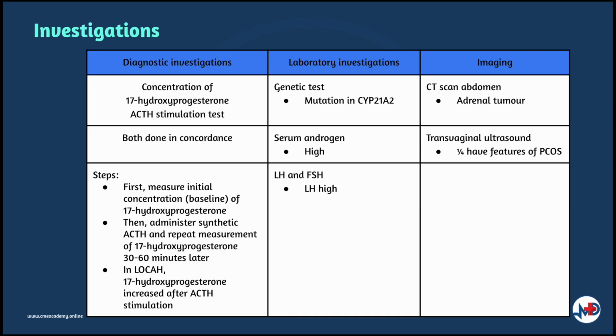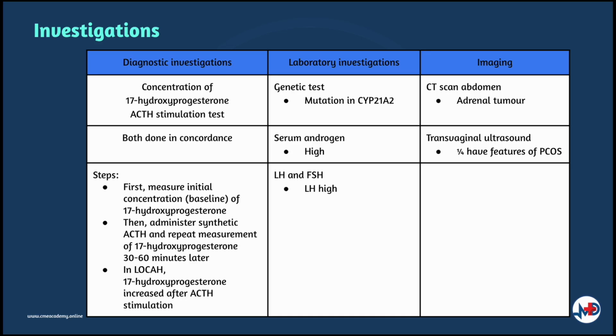There are other investigations that can support the diagnosis. Beginning with lab tests, you may order genetic testing to look at the mutation in the CYP21A2 gene as mentioned. Next, you can measure the serum androgen level, where you'll expect a high androgen level in this case. Lastly, measurements of serum LH and FSH levels may also be helpful. Here, the LH levels are expected to be high.